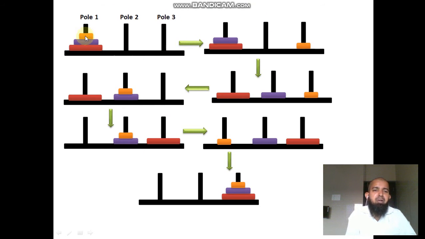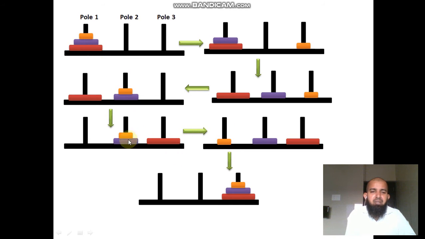First step, move the smaller disc to the third pole, the third peg. Next, the second disc, place it in the auxiliary, the second peg. After that you place this smaller disc here in the second peg. Then you move the largest disc to the destination, the third peg. So this is in the correct position.